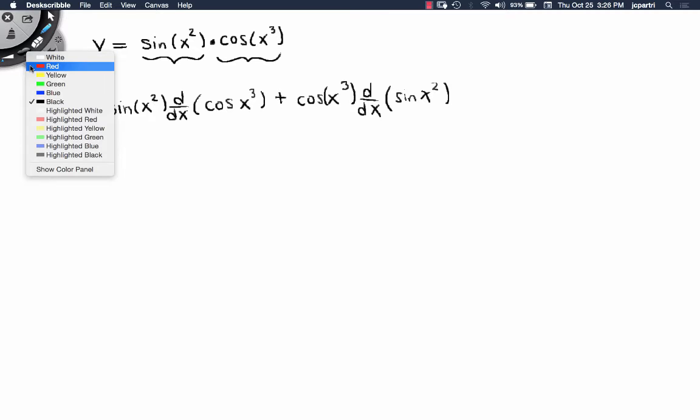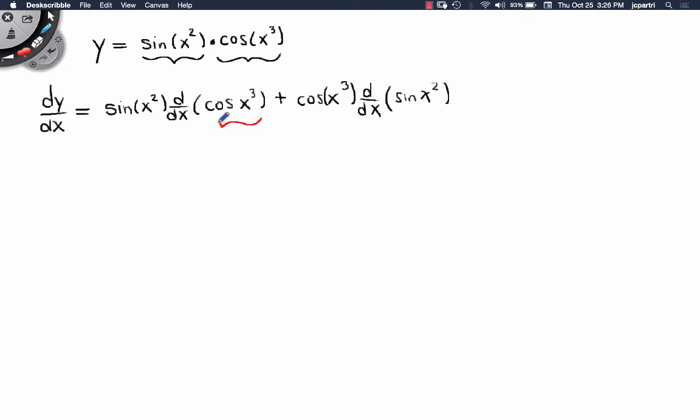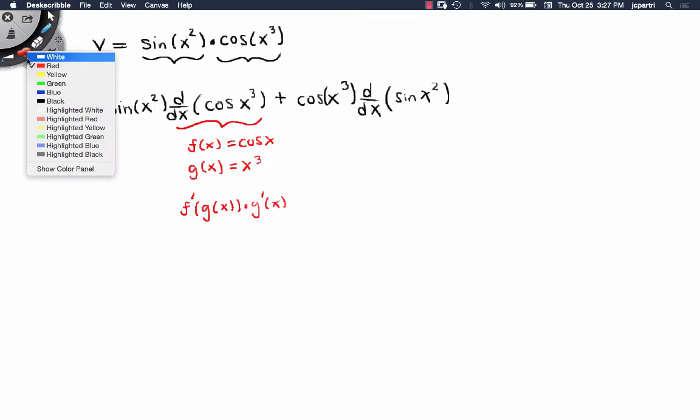Now, in order to calculate the derivative of cosine of x cubed, we have to treat it like a composition. So the outer function is cosine, and the inner function inside of the cosine is x cubed. So remember, when we differentiate this, this will be f prime evaluated at g of x times g prime of x. That's the chain rule in motion.